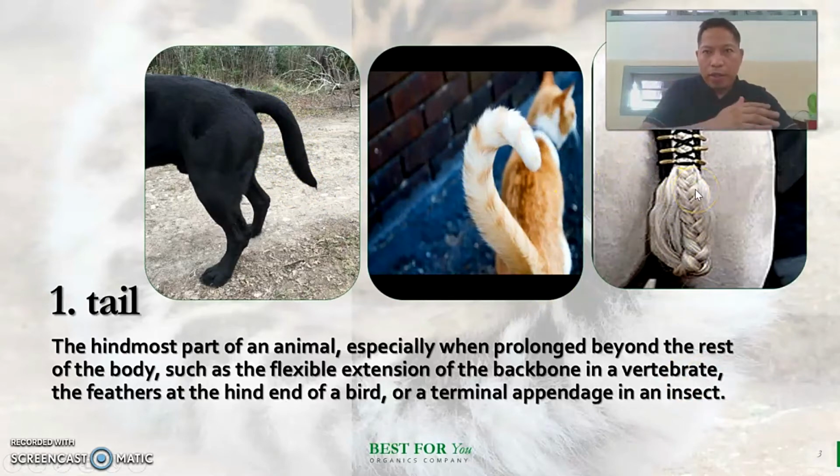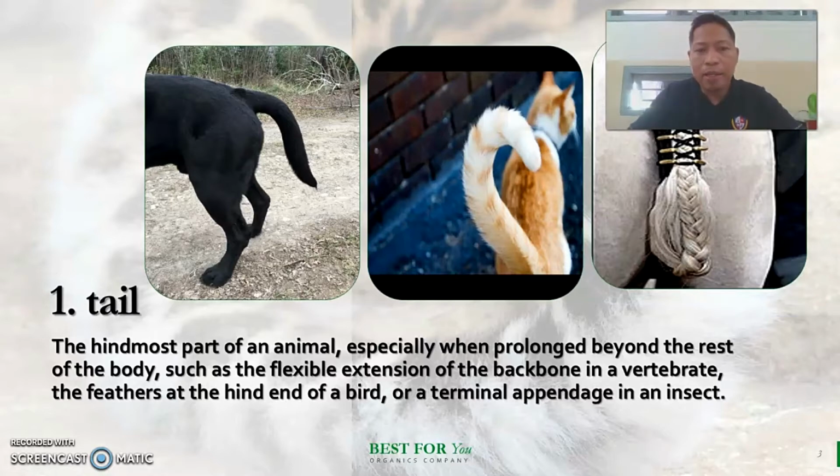It can move to different places or in different ways, either left or right or up and down. This tail can move in different ways, up and down, sideways, everywhere. It can do a circle move. It is prolonged beyond the rest of the body, and such as a flexible extension of the backbone in the vertebrae.